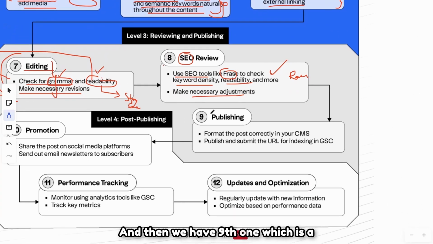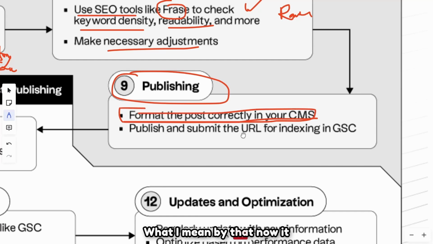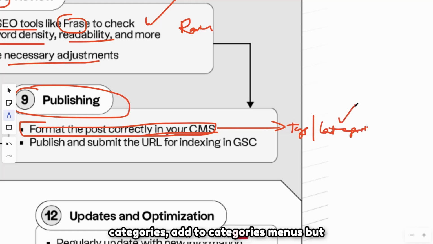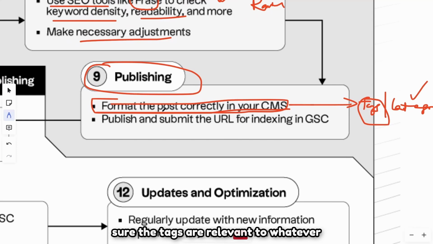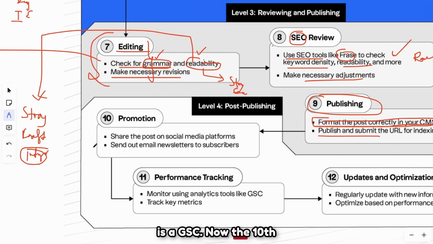And then we have the 9th one, which is publishing. Now what you want to do is format the post correctly in your CMS. What I mean by that is it simply means add tags and categories. Many people add categories and menus, but they don't have good tags. So make sure the tags are relevant to whatever post you're publishing. Publish and submit the URL to Google Search Console, which is GSC.